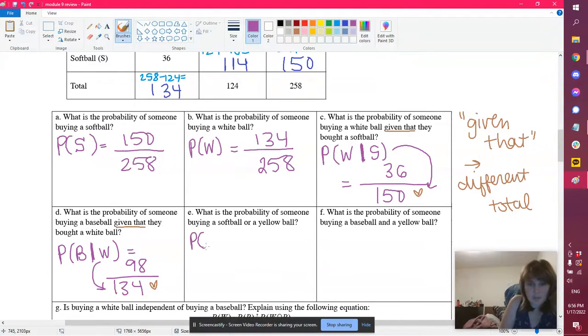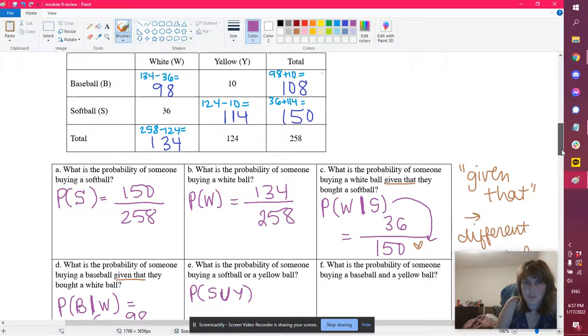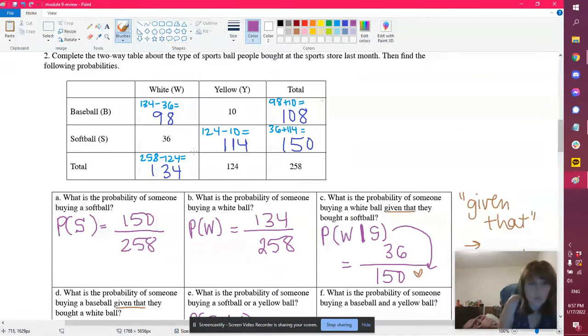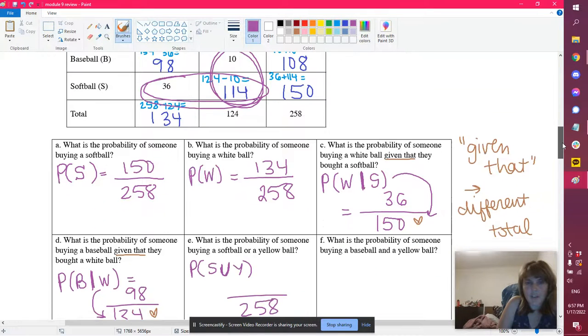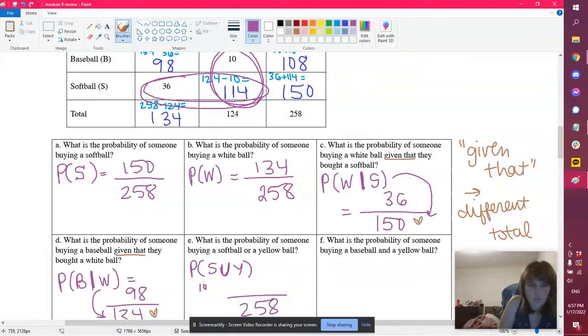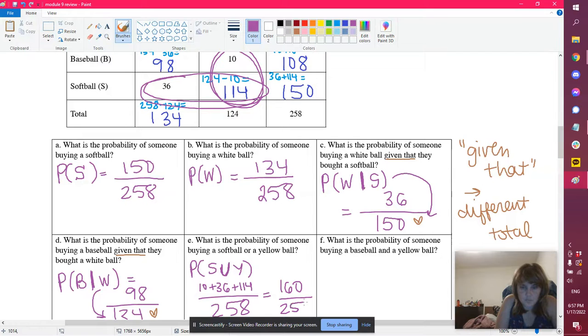All right, what's the probability of someone buying a softball or a yellow ball? Total is definitely going to be over 258 because that's the overall total. Softball or yellow. These are the softballs. These are the yellow balls. We want to add those three numbers up. 10 plus 34, 36 plus 114. And that number is 160. We don't have to simplify past that.